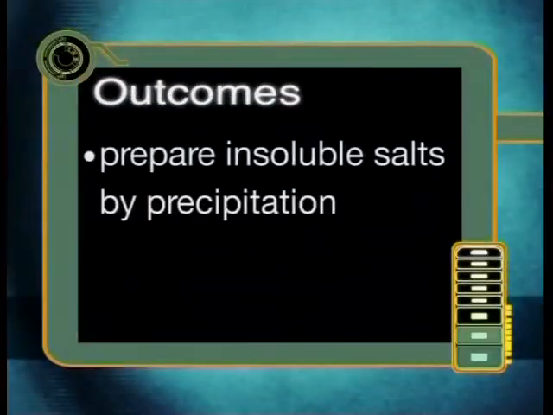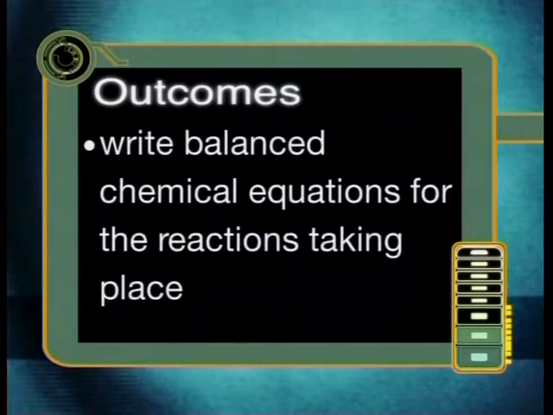In this lesson, we will learn what a precipitate is, we will use the solubility rules to make the precipitates, and we will explain the chemical reactions by writing balanced chemical equations. At the end of this lesson, you will be able to prepare insoluble salts by precipitation and write balanced chemical equations for the reactions taking place.